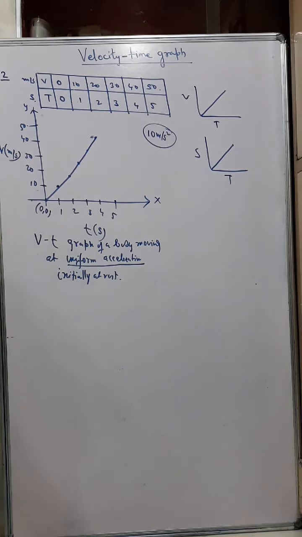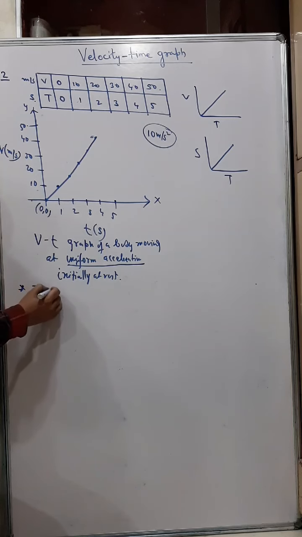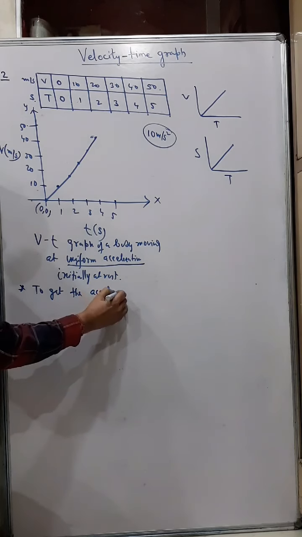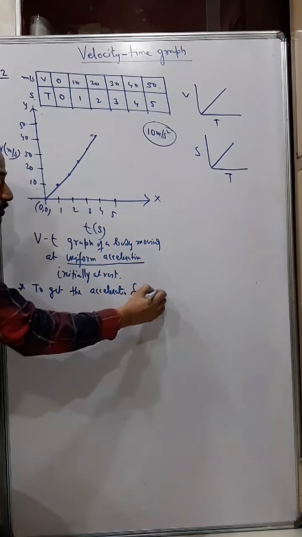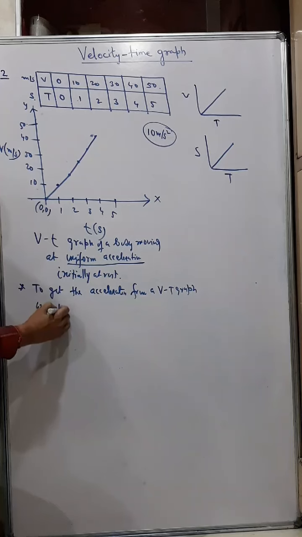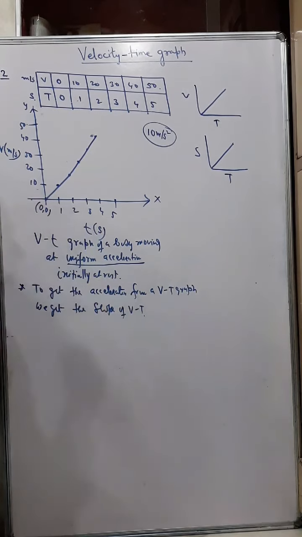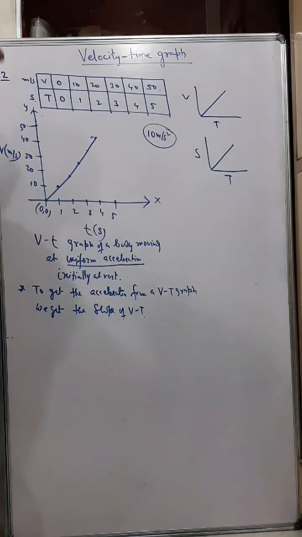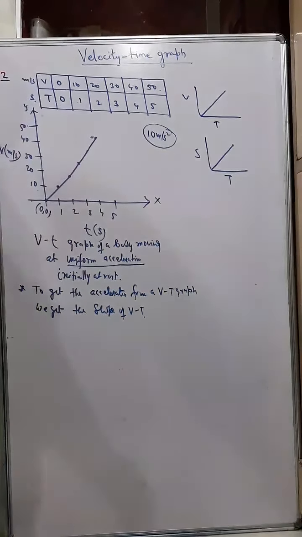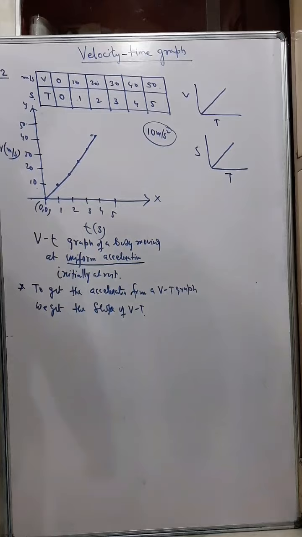Now, to get the acceleration from a VT graph, we get the slope of the graph, slope of VT graph. So if you remember, in case of displacement time graph, if you get the slope, you get velocity. But in case of VT graph, if you get the slope, you get the acceleration. Okay.